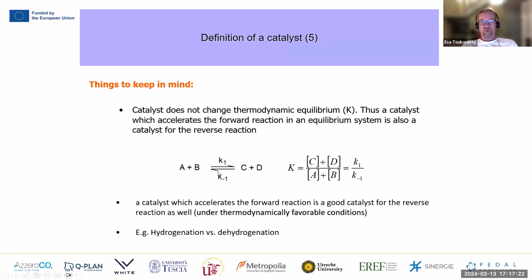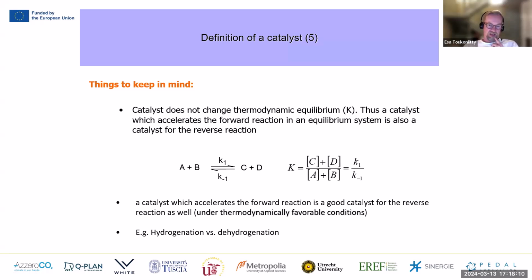With the help of the concentrations of these reactants and products, we can define the equilibrium constant, which is also equivalent to the rate constants. So the equilibrium constant can be connected to the rate constants in this way. But the thing is that by introducing a catalyst, the thermodynamic state doesn't change. So this equilibrium constant remains unchanged. That means that if the forward reaction rate is increased, so is the backward reaction rate.